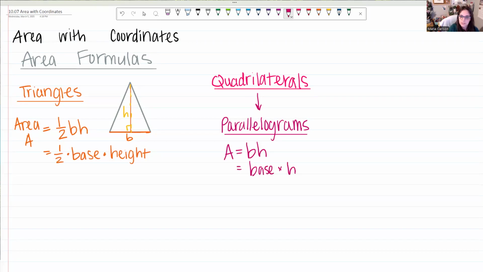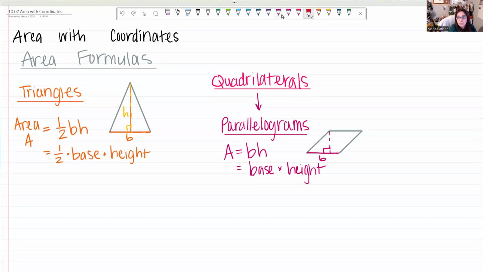Base times height. Let's draw a parallelogram, kind of like a slanted rectangle. So here is my base. And then the height again is that perpendicular distance from the base up to the opposite side. So there's our height. I could also create a height going like this. This is the same distance as our height, but then I'd have to extend the base out to meet that height. So parallelograms in general, base times height.